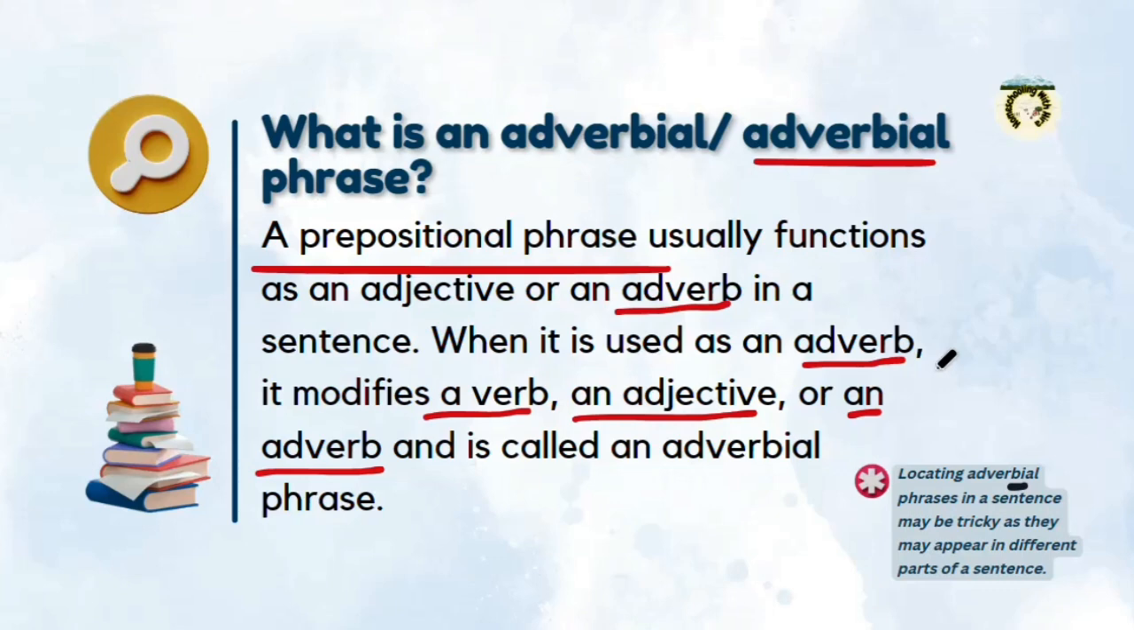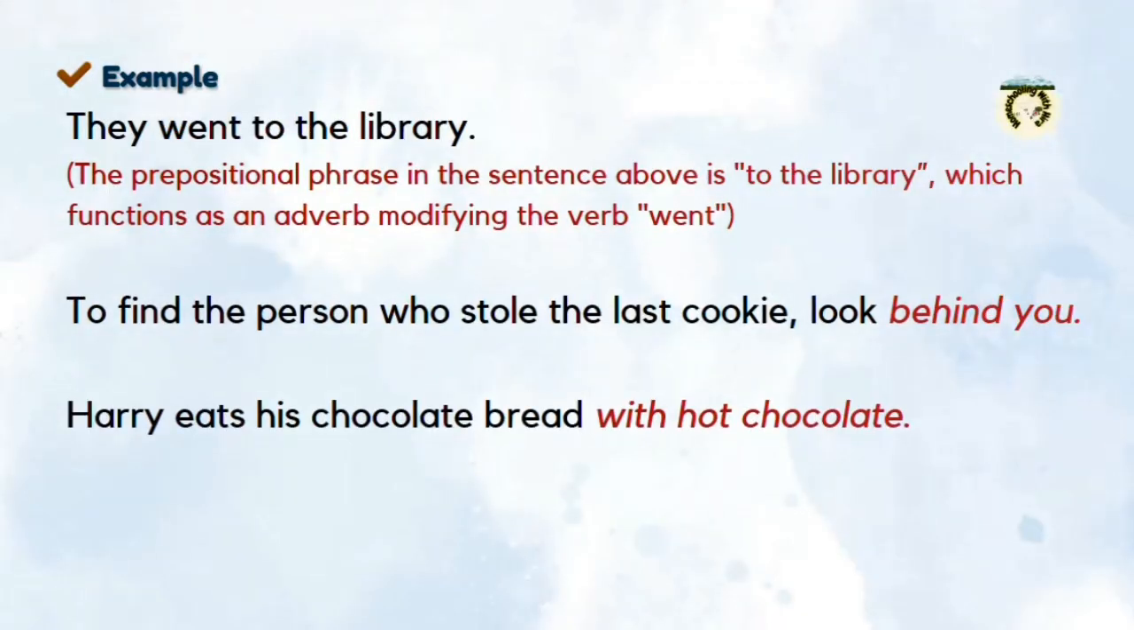Now let's come back to the topic that if a prepositional phrase is working as an adverb, it will be called an adverbial phrase. Adverbial phrases are not easy to locate. They are a little tricky. They are easy, but you need to use your common sense because they can come anywhere in the sentence. Unlike adjectival phrases, which mostly come right after the noun, adverbial phrases can come anywhere in the sentence. Okay, here are some examples for you.